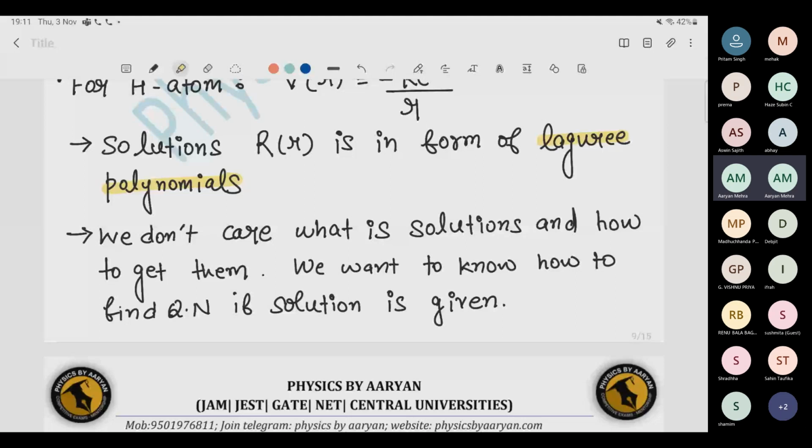Have you all heard about special functions? Can you name a few special functions? What special functions have you heard? Yeah, tell me. Bessel functions, Legendre, Laguerre polynomials, Legendre polynomials. What else?